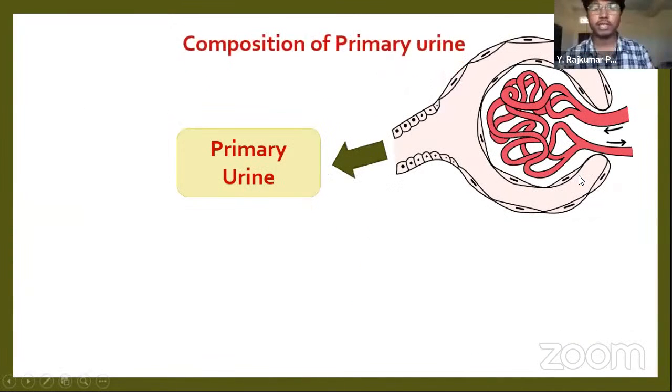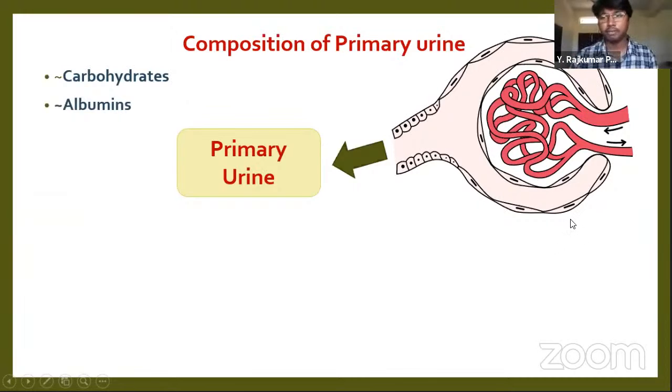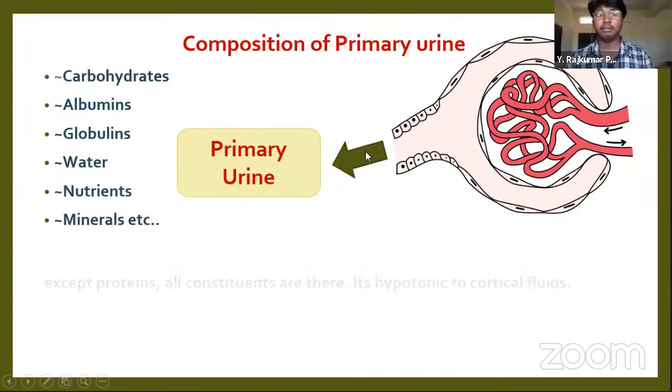Whatever urine is formed out of this Malpighian corpuscle is called the primary urine. You can see here, this is the glomerulus, and the U-shaped structure is called Bowman's capsule. The blood gets filtered, and the primary urine is formed. Regarding primary urine composition, we must know what is present in it. Primary urine contains carbohydrates, albumins, globulins, water, nutrients, and minerals and salts.